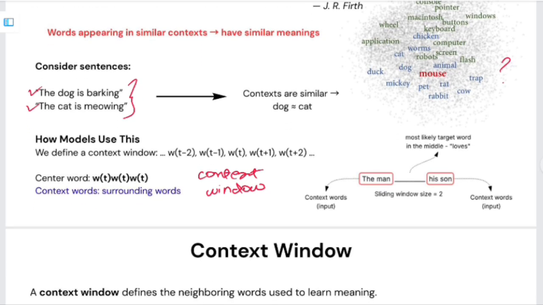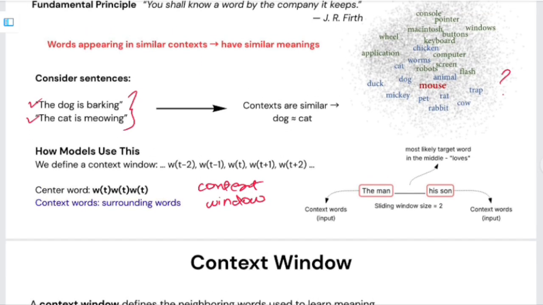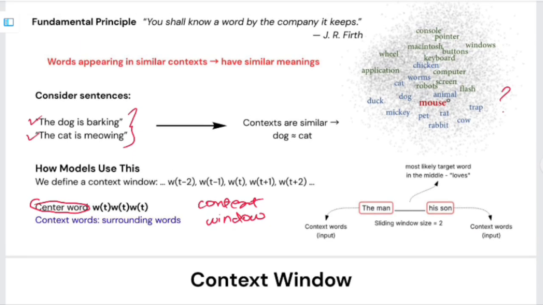We take a word in a sentence, the center word, and look at the words around it. Let's say we take mouse and look at the words around it. For example, in this sequence, the center word is Wt, and the surrounding words from the context are Wt-1, Wt+1, Wt-2, and Wt+2.